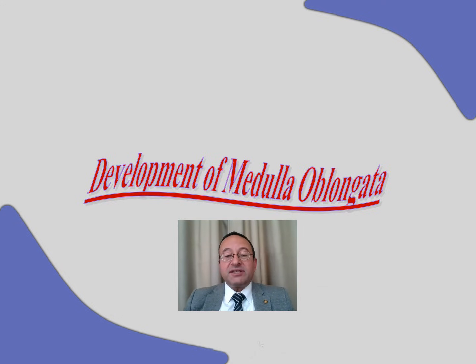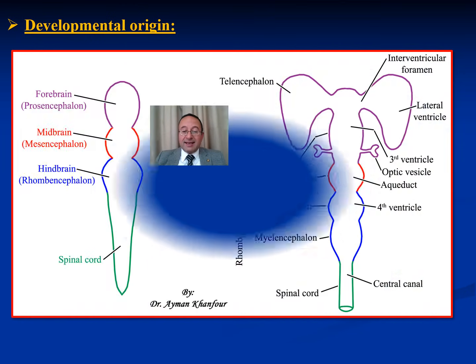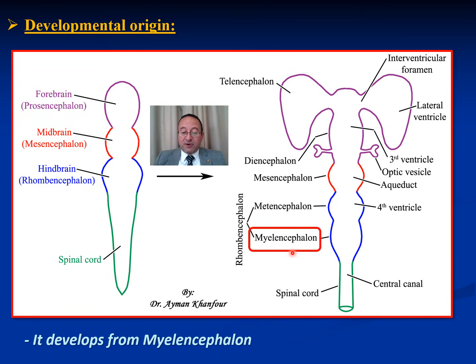Now we have reached development of the medulla oblongata. What's the developmental origin of the medulla oblongata? Yes, look to the region of the hindbrain and you'll find that it is developed from the myelencephalon, which is a part of the rhombencephalon, which is the hindbrain.